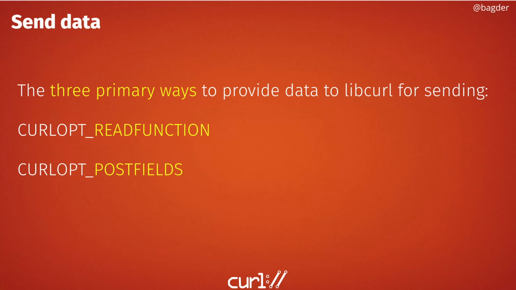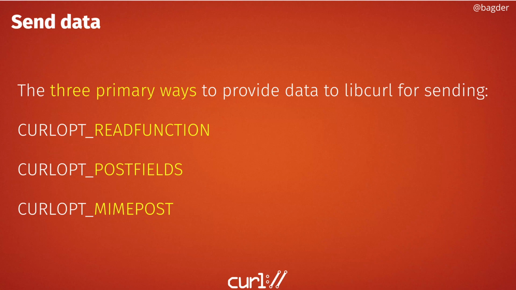You can read it from a file, from data in memory, or invent it at runtime, whatever. Or you can provide this post fields option, which is the way for you to provide a pointer to data for libcurl to send. The name post fields comes from how it was created for HTTP post, so it's usually by default used for HTTP post. Or you can use this MIME post option.